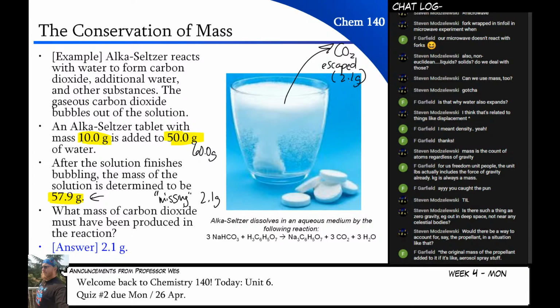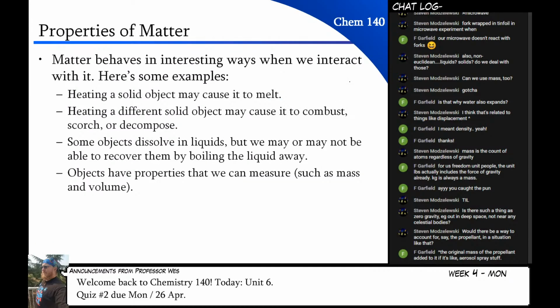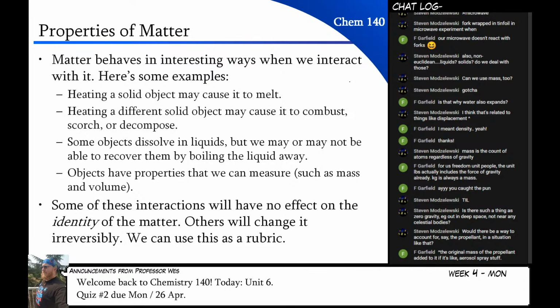You learn stuff about it. So there are ways to find these things out. There are all sorts of things that matter can do. And we've spent a lot of time talking about just random things. I'm going to give you some simple examples here on the screen. Like, you can melt stuff, you can burn it, scorch it, dissolve it, measure it. You can measure matter.